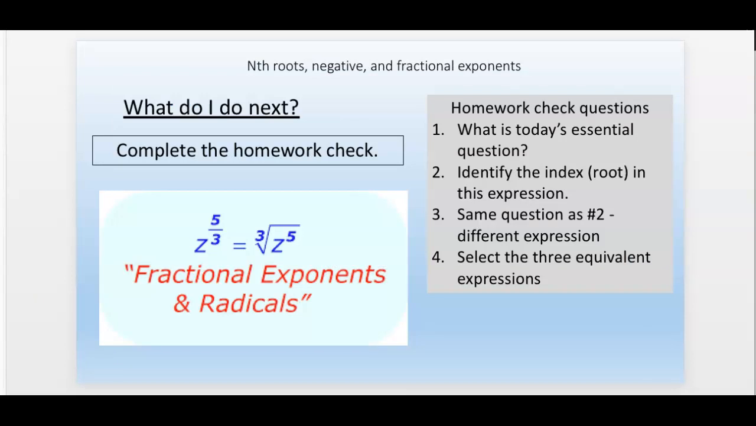Guys, please complete the homework check next. We'll look at it in class too. In fact, we'll probably watch this video in class. You need today's essential question, and these are the other 3 questions that are on the homework check.